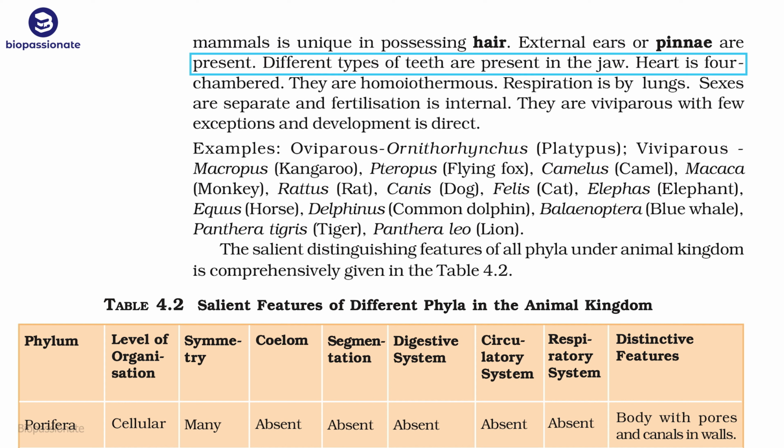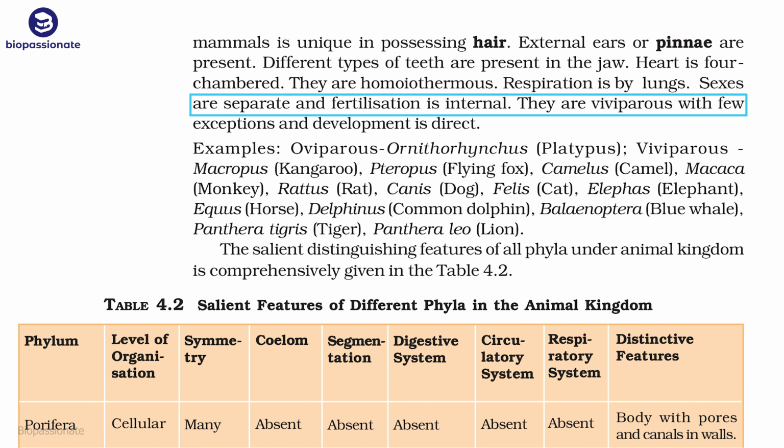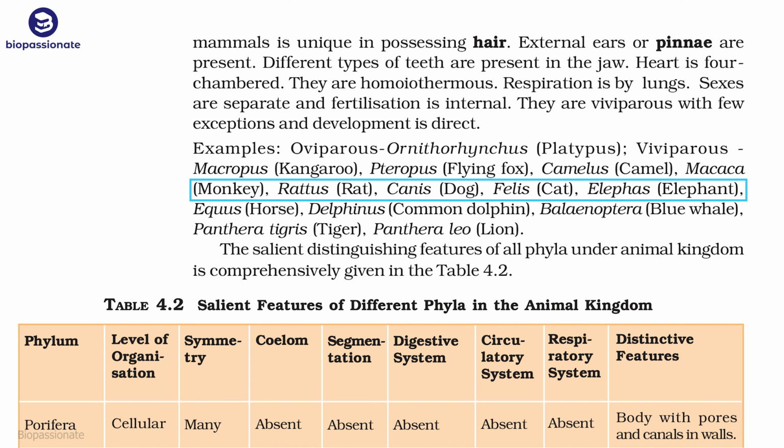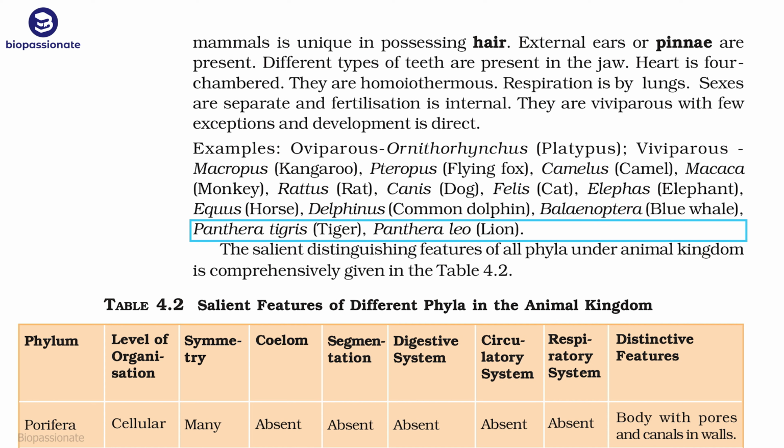External ears or pinnae are present. Different types of teeth are present in the jaw. Heart is four-chambered. They are homoiothermous. Respiration is by lungs. Sexes are separate and fertilization is internal. They are viviparous, with few exceptions, and development is direct. Examples: oviparous, Ornithorhynchus, platypus; viviparous, Macropus, kangaroo; Pteropus, flying fox; Camelus, camel; Macaca, monkey; Rattus, rat; Canis, dog; Felis, cat; Elephas, elephant; Equus, horse; Delphinus, common dolphin; Balaenoptera, blue whale; Panthera tigris, tiger; Panthera leo, lion.